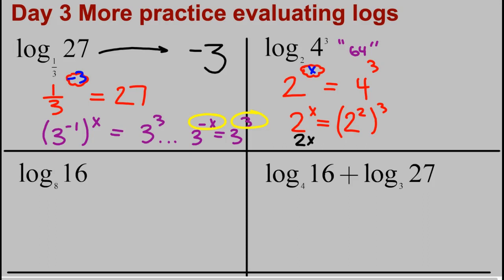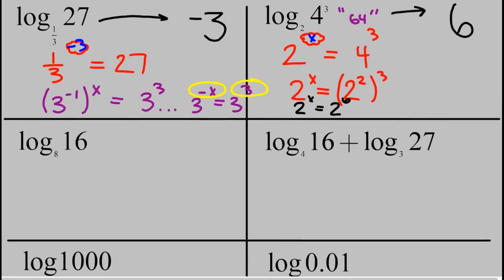So that's like the same as saying 2 to the x is equal to 2 to the, is this 5 or 6 power? 6. So 2 to the x is equal to 2 to the 6th when x is 6. So the answer to the log of 4 cubed base 2, or the log of 64 base 2, is 6. Okay.